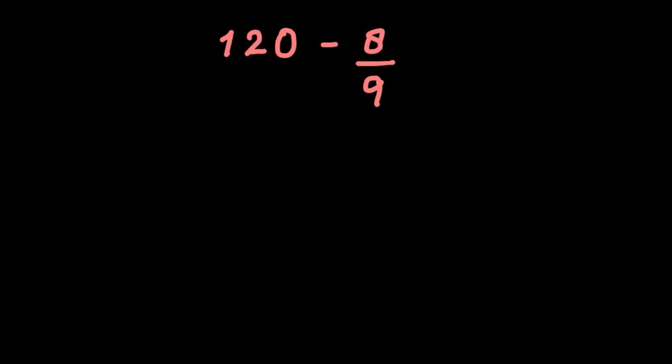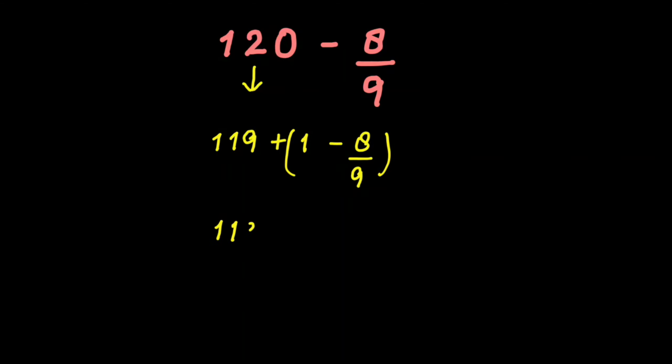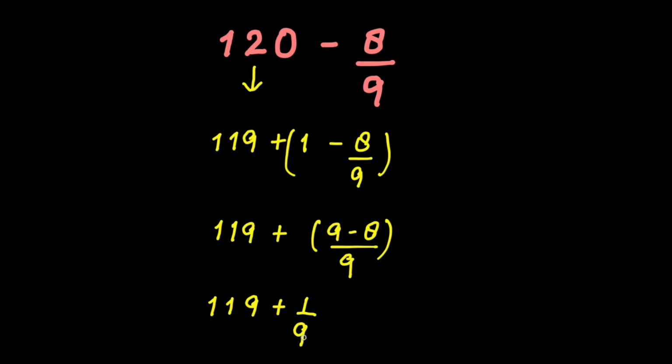120 minus 8 by 9. Instead of multiplying 120 by 9, try breaking 120 into the sum of two integers, 119 plus 1. Now subtracting 8 by 9 from 1 is much simpler. So this gives the final result 119 1 by 9.